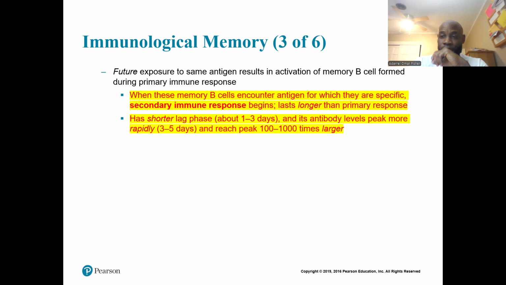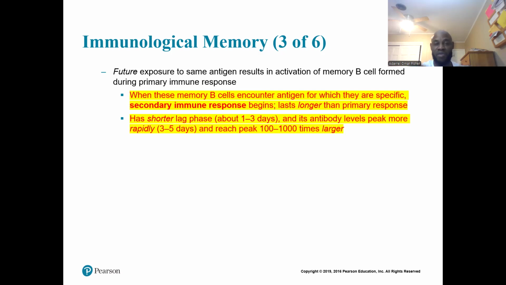But in the future, when you see that same antigen on the surface of that cell, it results in the activation of those memory B cells, which were formed the first time this pathogen, this cell that didn't belong in your body, was in the body. So now the second time, or third time, or fourth time, or fifth time, when these memory B cells encounter this antigen, for which they are specific, we have the secondary immune response. It lasts longer than the primary response, and happens quicker. So the lag phase is only 1 to 3 days.